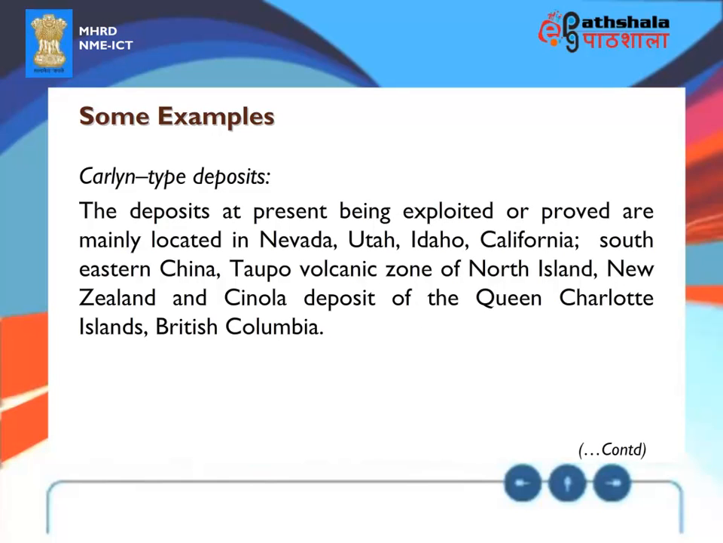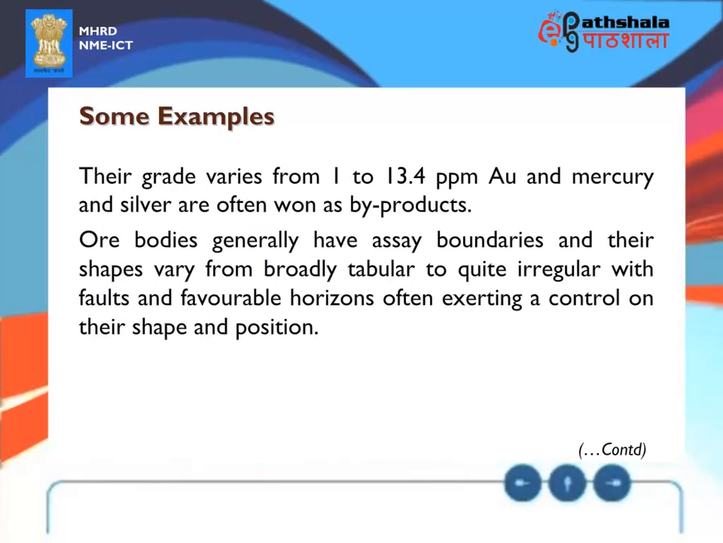Carlin-type deposits. The deposits at present being exploited or proved are mainly located in Nevada, Utah, Idaho, California, Southeastern China, Taupo volcanic zone of North Island, New Zealand, and Sinola deposit of the Queen Charlotte Islands, British Columbia. Their grade varies from 1 to 13.4 ppm gold, and mercury and silver are often won as byproducts.